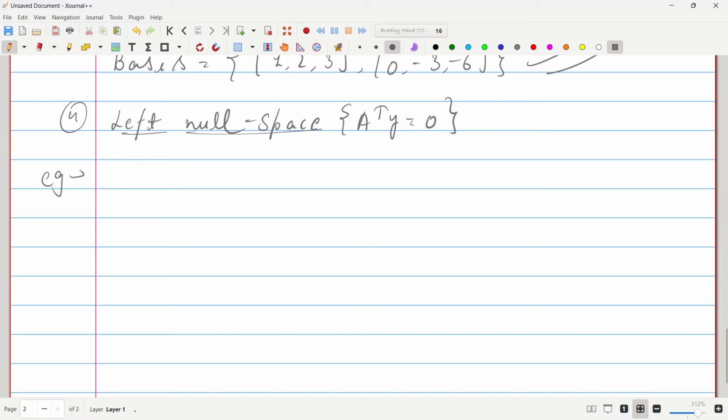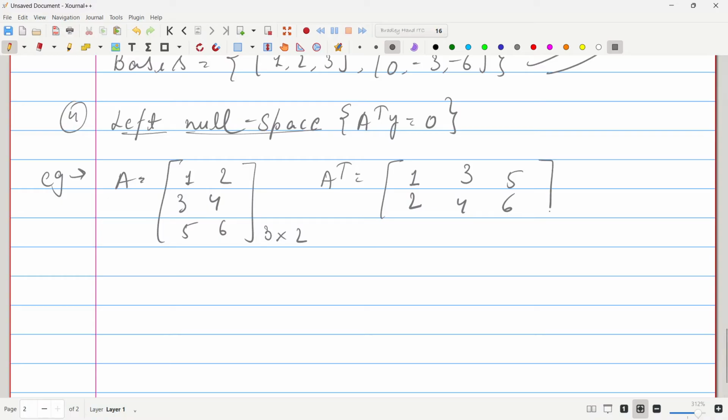If we take an example, A is 1, 2, 3, 4, 5, 6. What is the dimension of this matrix? There are 3 rows and 2 columns, so 3 cross 2. Let's take a transpose of this matrix. Those who don't know what transpose is, just write columns as rows and rows as columns. So 1, 2, 3, 4, 5, 6. And what is the dimension? It is 2 cross 3.